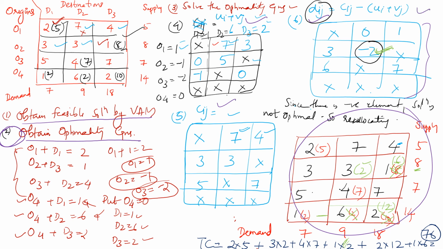In the end, if you didn't get a negative element, this solution is optimal. Okay, this solution is optimal. You will be getting answer here. I'm stopping here. You need to do it again. Okay, you need to repeat step 2, step 3, step 4, step 5 and step 6 again. And in the end, you will be getting no negative. So this is the optimal cost. The cost will be 76 rupees. I hope you are clear.